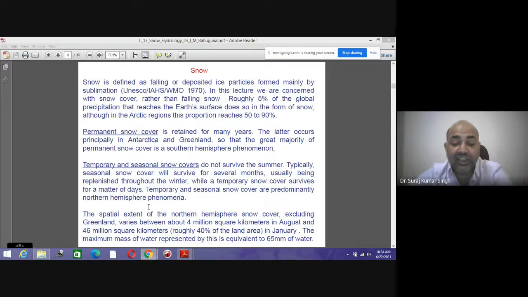The spatial extent of northern hemisphere snow cover, excluding Greenland, varies between 4 million square kilometers in August and 46 million square kilometers, roughly 40% of the land area, in January. The maximum mass of water represented is 65 mm of water.